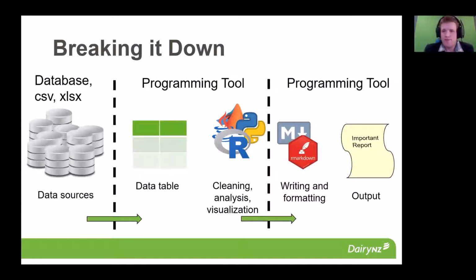So to break it down even further, you have a whole bunch of different data sources that might be coming from databases, CSV files, Excel files. You then have a programming tool, and you'll see I put some logos of different programming tools on the slide, and I'll come back to that a little bit later. But you take your programming tool and you load that data into the memory. So that might be in the form of a data table or a data frame. You then use your programming tool to do some cleaning, some analysis, and some visualization, and then you get some outputs that you put into your document processing tool. And on the slide, you can see I've got Markdown and R Markdown there, which I'll have to explain a little bit shortly.